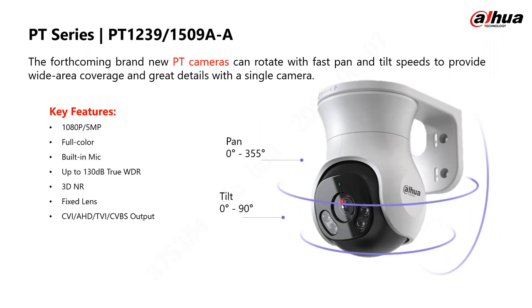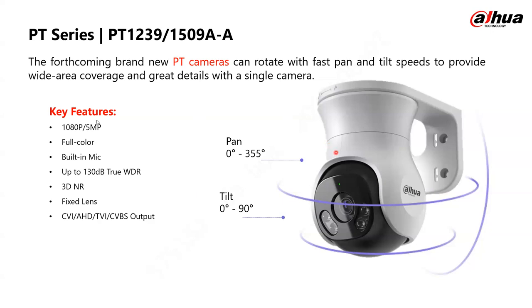So you can see we have a single camera here, and this can pan horizontally and at the same time tilt vertically at different angles. So this can pan not 360, but roughly closer to 360. This is basically 355 degrees, and it can tilt a 90 degree angle.